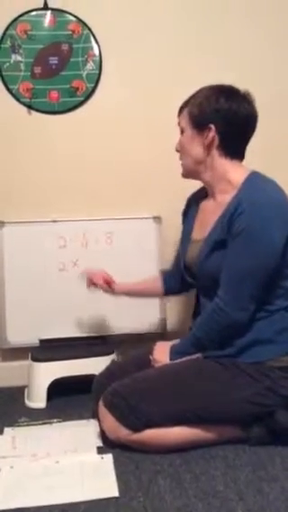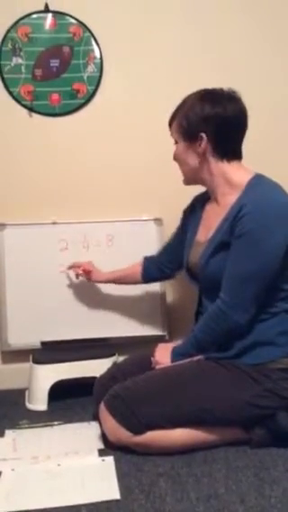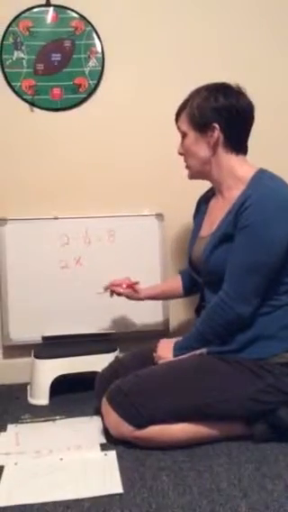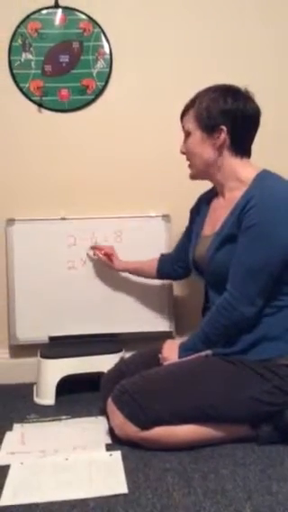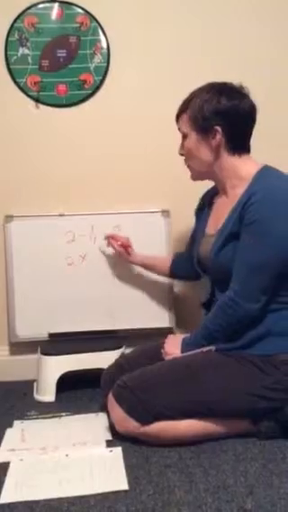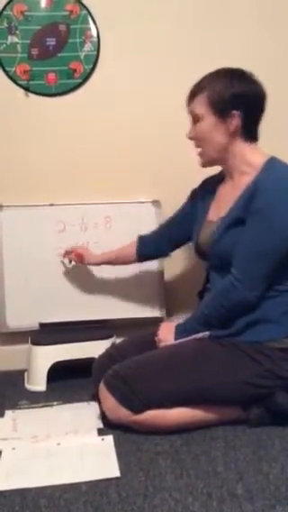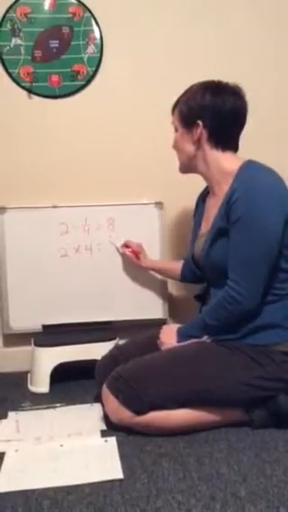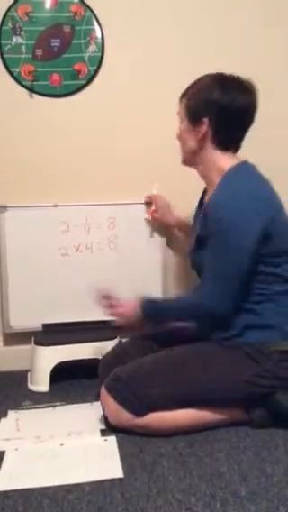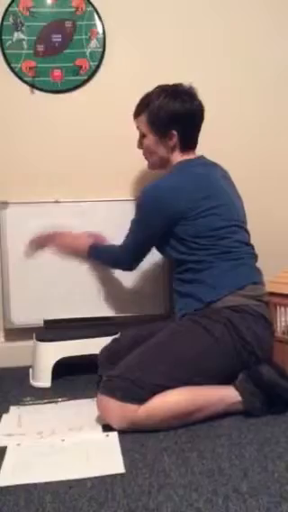If we knew our leave, change, flip, so we're leaving our 2, we're changing our division to multiplication, and we're flipping that quarter into just 4. And look at that, 2 times 4 equals 8. Great. Those are 2 pretty easy ones to look at.